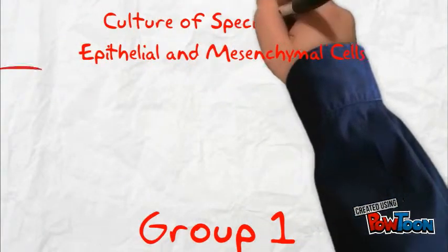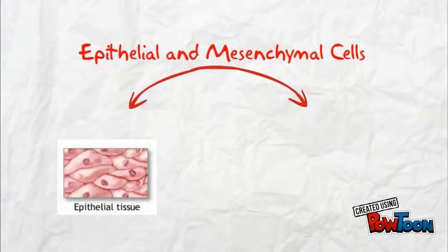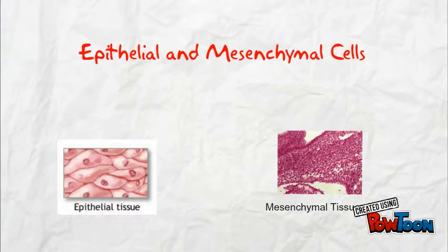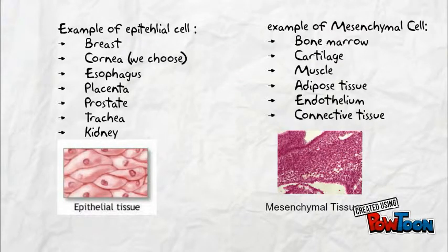Group 1. Culture of specific cells. Epithelial and mesenchymal cells. Epithelial cells come from epithelial tissue, whereas mesenchymal cells come from mesenchymal tissue. These are examples of mesenchymal cells and epithelial cells.